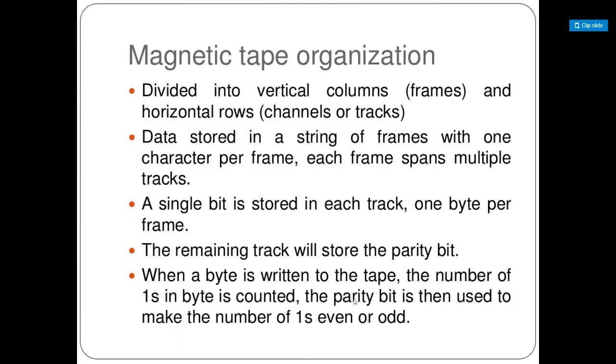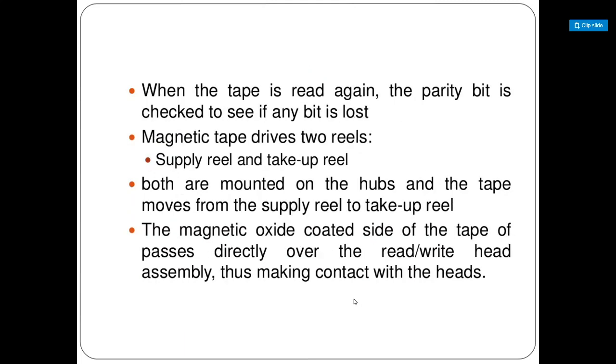It is divided into small vertical columns called frames and horizontal rows called tracks or channels. It has one character per frame and each frame spans multiple tracks, as you have seen in the diagram. Only one bit can be stored per track in a frame, and the remaining one at the end stores the parity bit. When a byte is written to the tape, the number of ones in the byte is counted, and the parity bit is then used to make the number of ones even or odd.